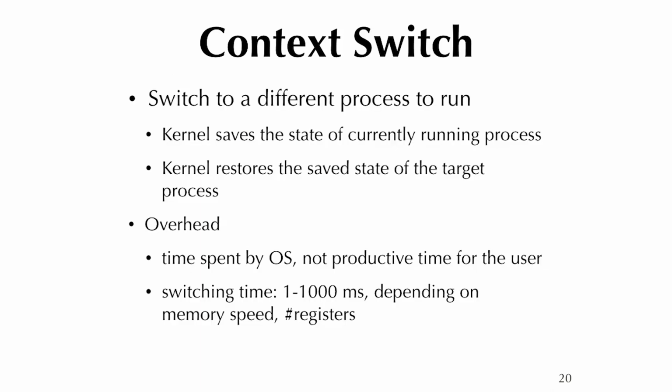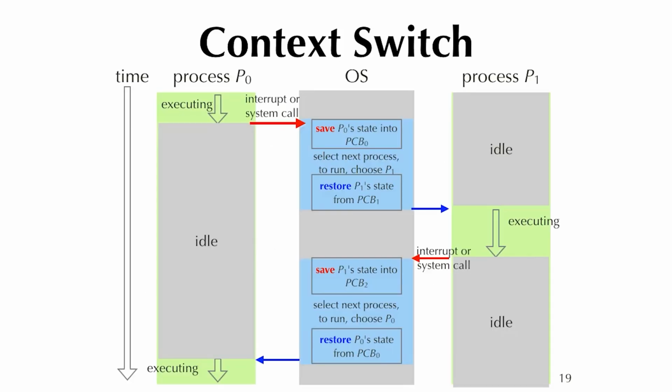All right? So that's a context switch. That means switching to a different process for running, right? The kernel saves the state of the current running process, then picks the next one to run from the ready queue and restores the saved state of the target, okay? But this is work, like here. The blue part takes time, and scheduling can be arbitrarily complicated.